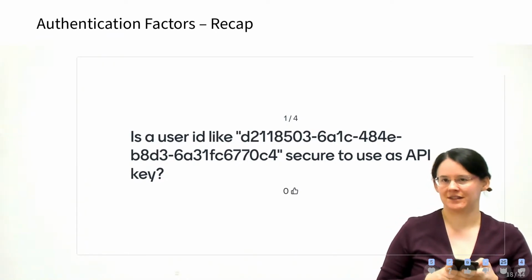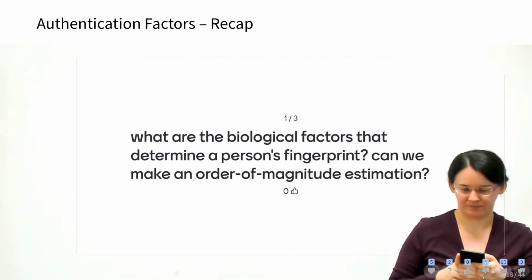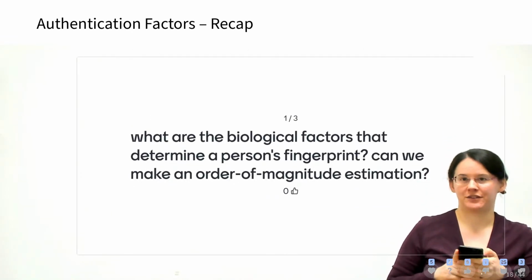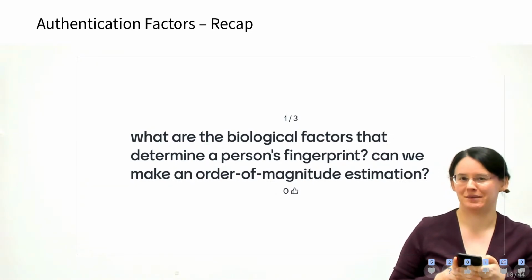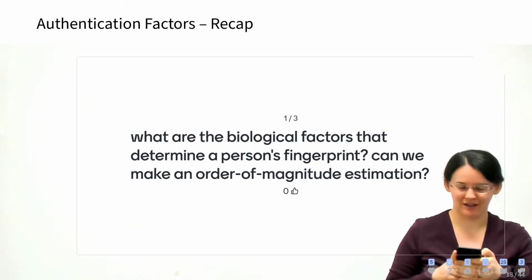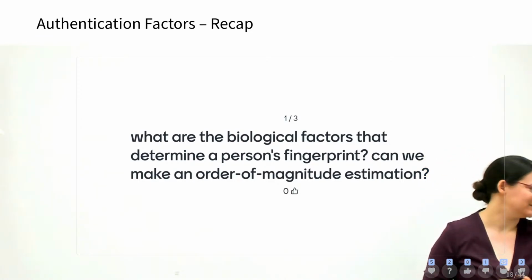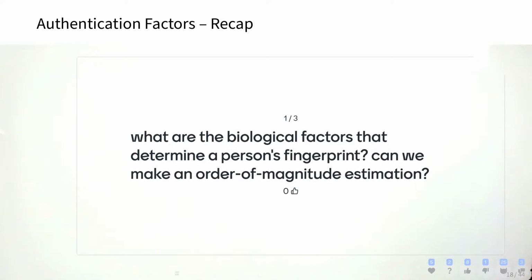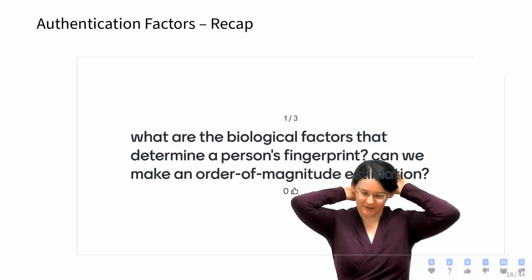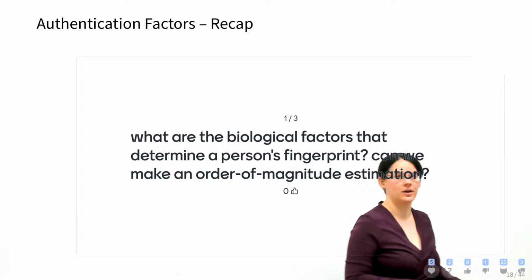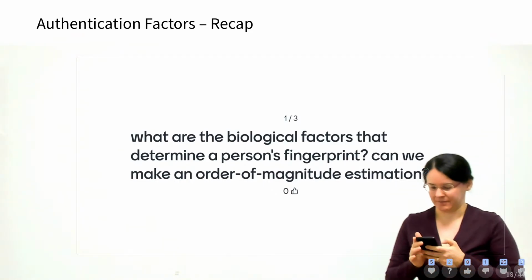But how secure it is as an API key really depends on a lot of the other mechanisms used. What are the biological factors that determine a person's fingerprint? I really don't know. I'm not a biologist, so I can't give you any details on that. There's also more involved than just the fingerprint itself, because there's a lot of variation of what you can do when you measure the fingerprint, which properties you actually take into account to make it easy to verify and match. So I'm not an expert on that.